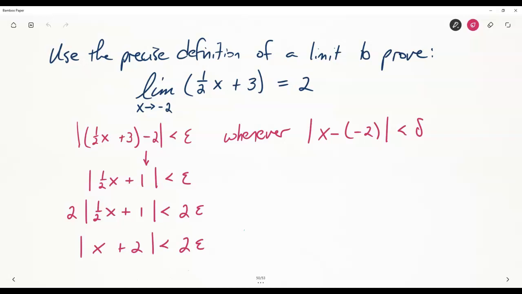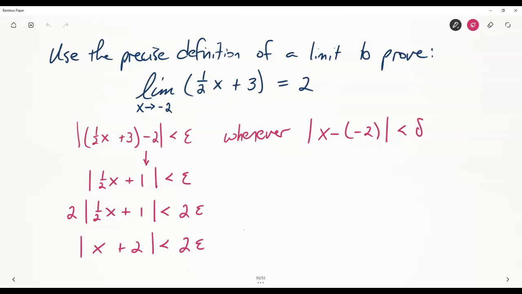And for all of the problems that we are going to do of this type, that's always going to be possible. So the first thing I did is I just combined the plus 3 and the minus 2. That gave me 1/2 x plus 1. Absolute value of that expression is less than epsilon. Okay? Well, I'm trying to get to this. This is x plus 2. And notice I can make this x plus 2 if I multiply this side by 2.